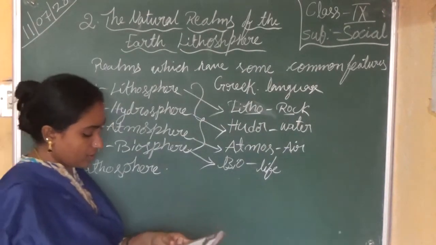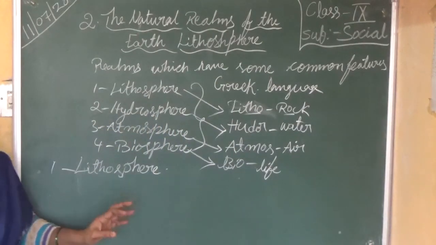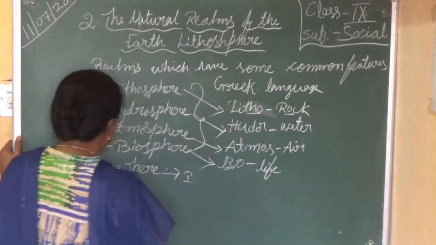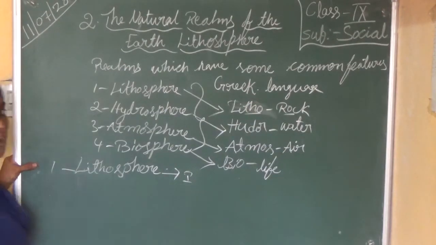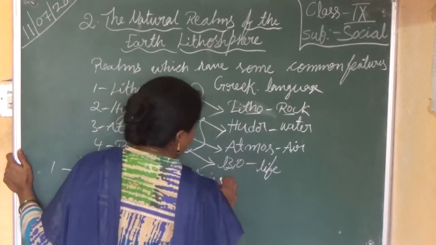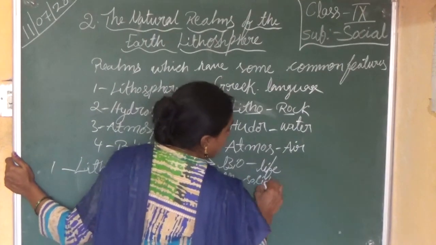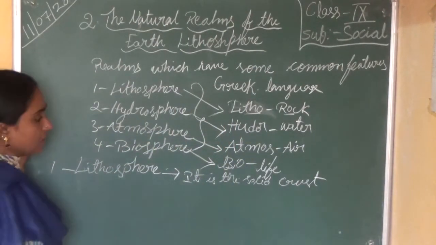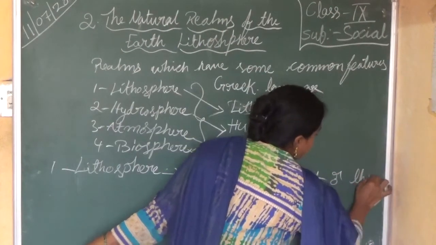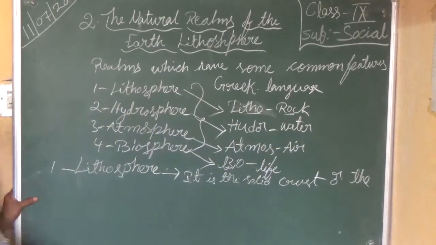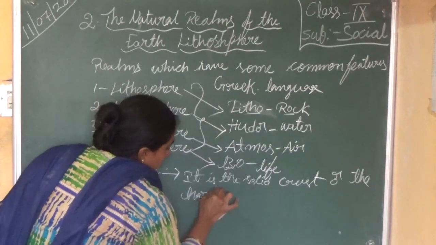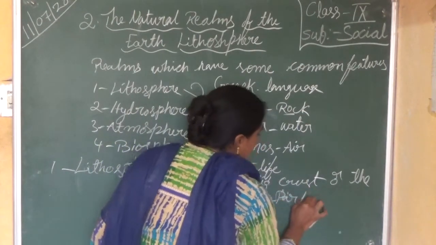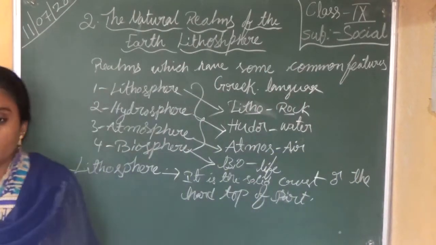First, it is the solid crust or the hard top part of the earth. Lithosphere means it is the solid crust, the solid crust or the hard top part of the earth.